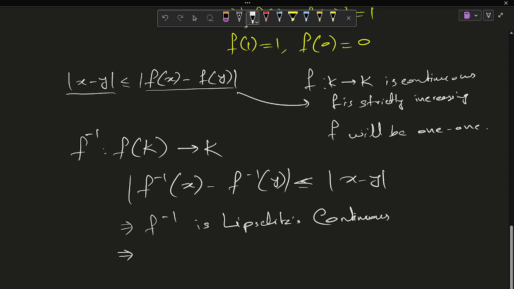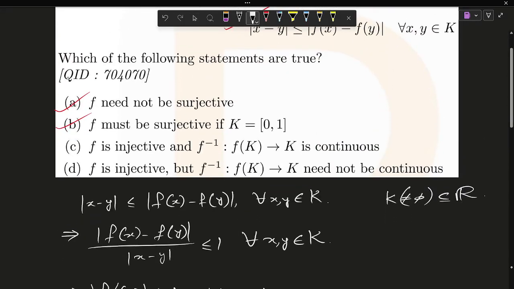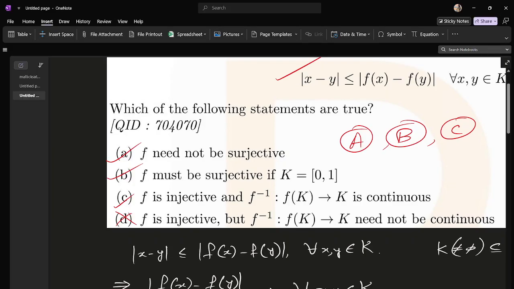That implies what? As our f inverse is Lipschitz continuous, our f inverse will be uniformly continuous, and as it is uniformly continuous, it will be continuous as well. So we can tell that our option C is also true. And so after this, option D is eliminated. So the correct options of this question are A, B, C. Okay, hope you understood. Thank you guys.